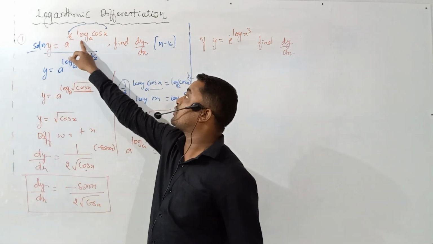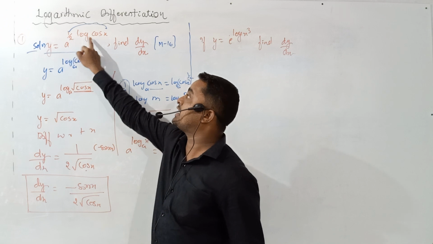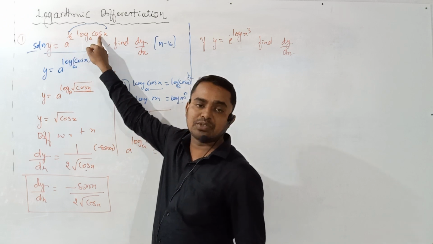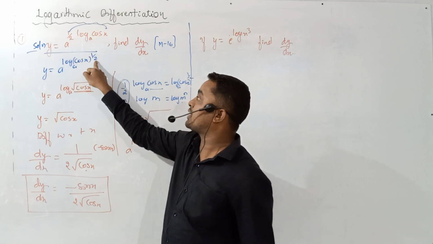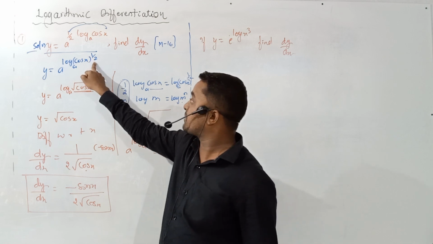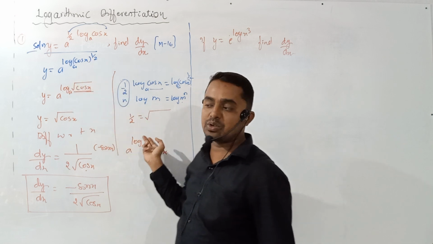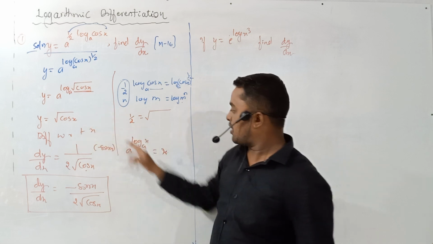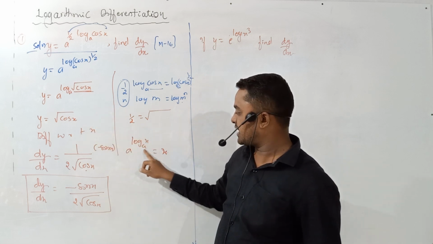a raised to 1 by 2 log cos x can be written as n log m. N means 1 by 2, and m means cos x. This 1 by 2 comes to the power of cos x. 1 by 2 means root, so it becomes root cos x.